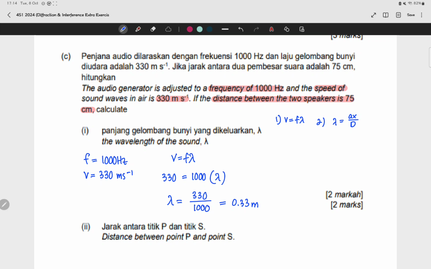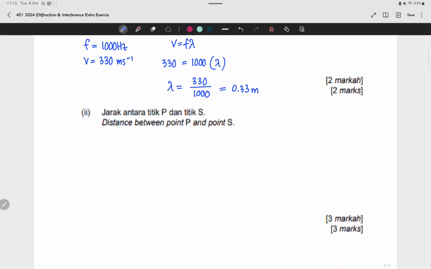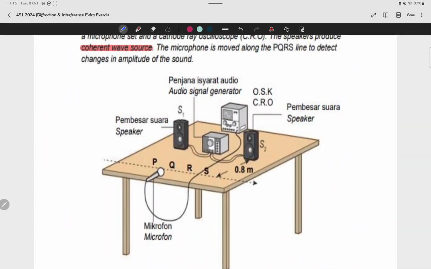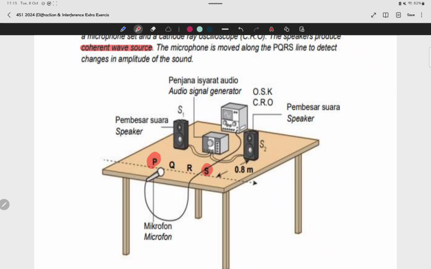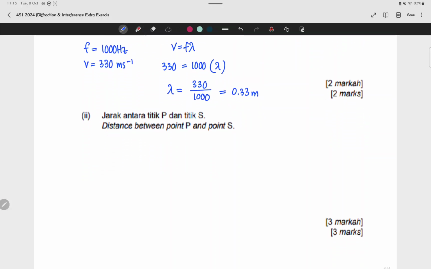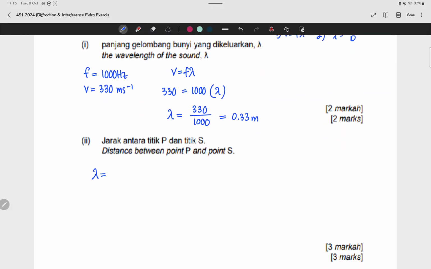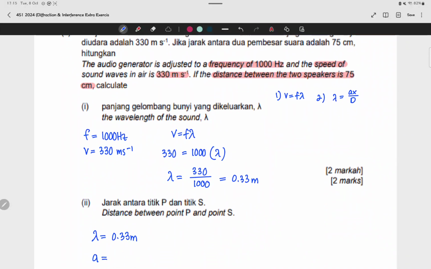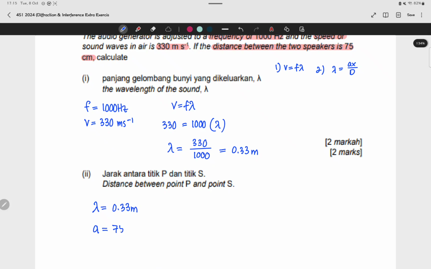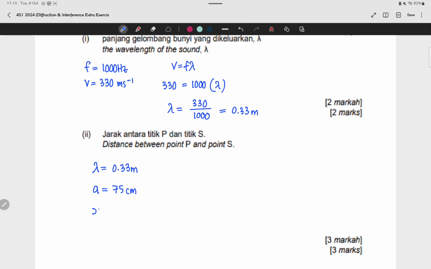So this is simple. Okay, now distance between point P and point S. So where is point P, where is point S? So point P is here. Point P, point S, and the distance between them. So here naturally I use lambda equals ax over d. So do I have lambda? Yes, I have 0.33 meter. Remember the lambda cannot change, because this is only interference. Okay. So do I have a? a is what? Distance between two sources, right? So here distance between two speakers. So 75 cm.